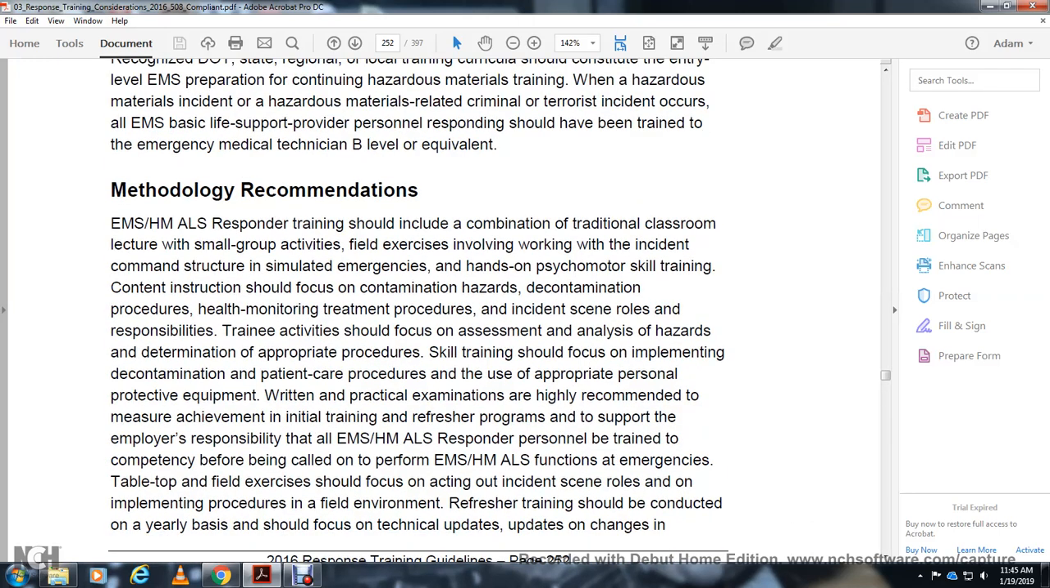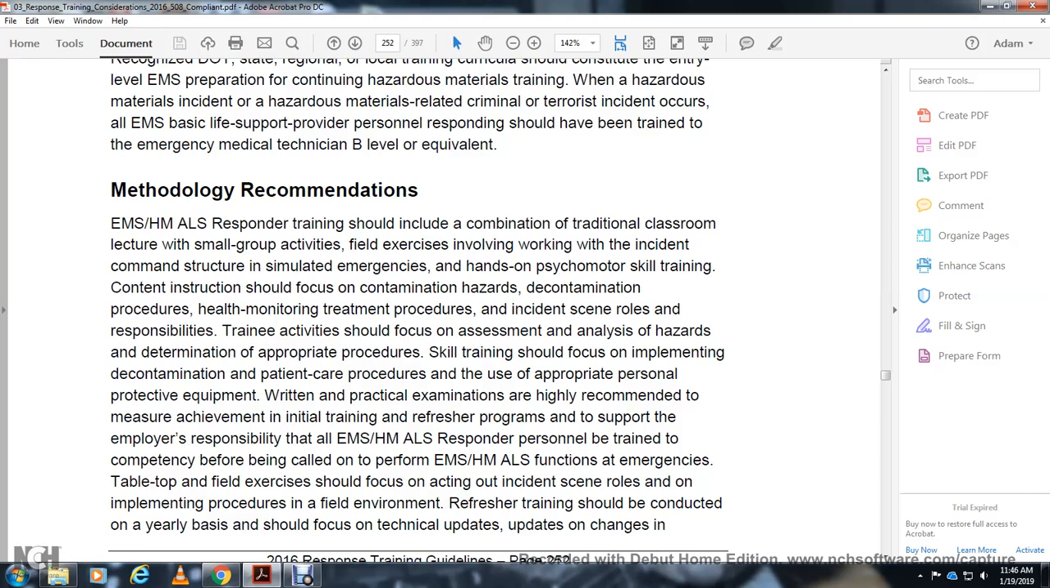The Emergency Medical Service hazmat advanced life support responding training should include a combination of traditional classroom lectures with small group activities, field exercises involved with work within the incident command structure, simulated emergency hands-on psychomotor skills, and so on. Course instruction should focus on contamination, decontamination procedures, health monitoring, treatment procedures, and the incident scene role and responsibility. Training of the activity should focus on assessing and analyzing the hazard and determining appropriate procedures.